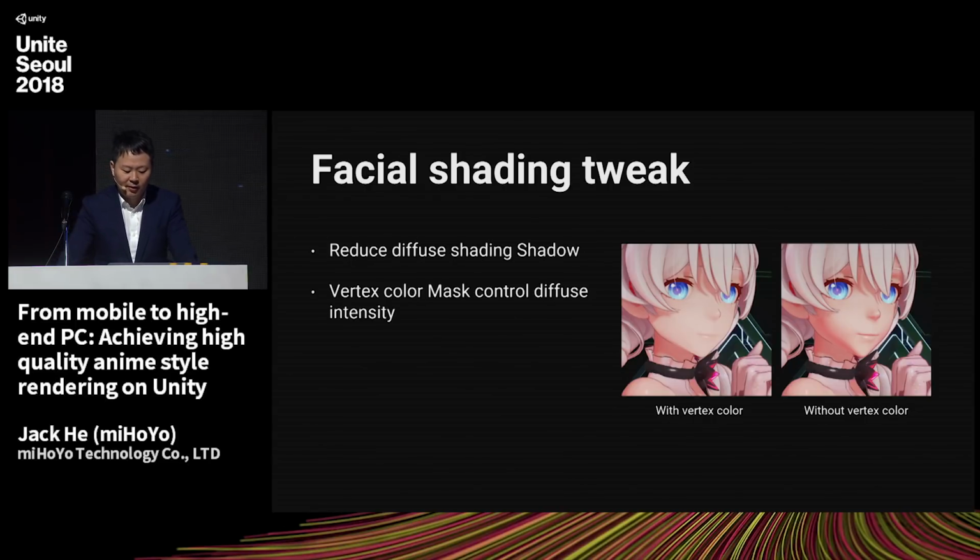The anime style rendering of a character usually doesn't have much shadow on its face. If we use the same method for skin, the result would look bad. To avoid this situation, we use a single vertex color channel to spread the facial diffuse shading. Then we get the picture on the left, which looks much better.